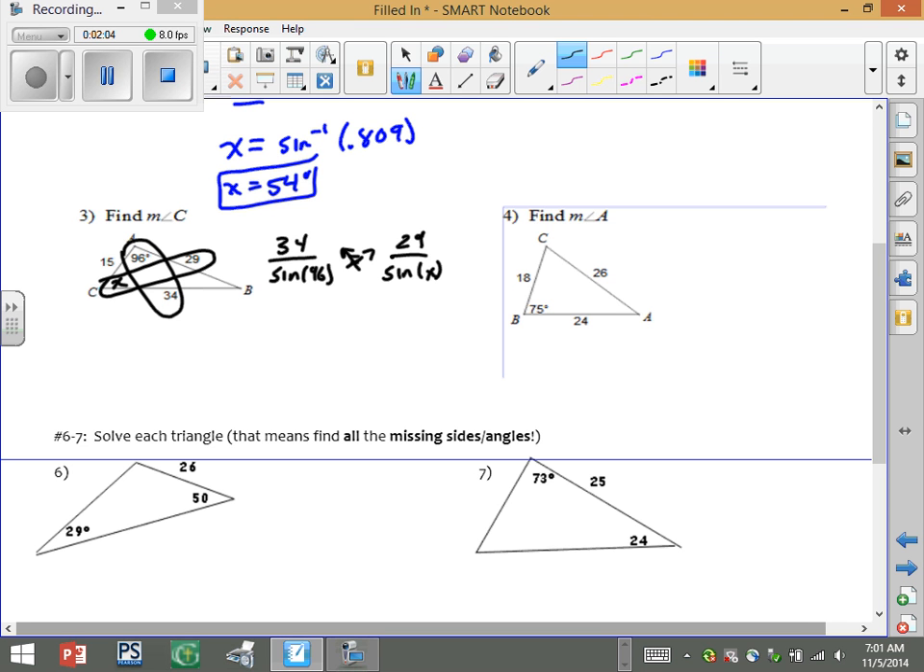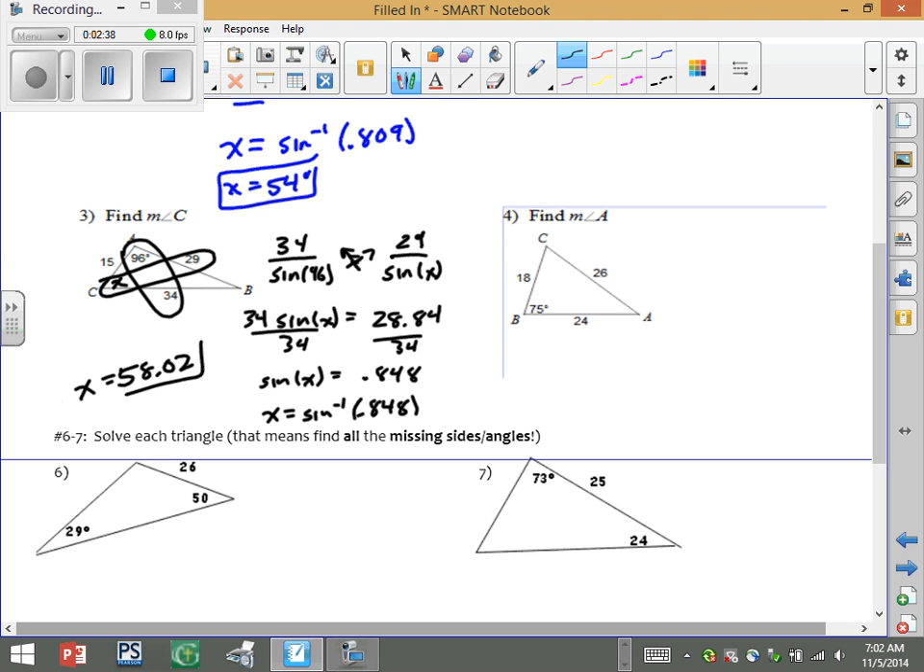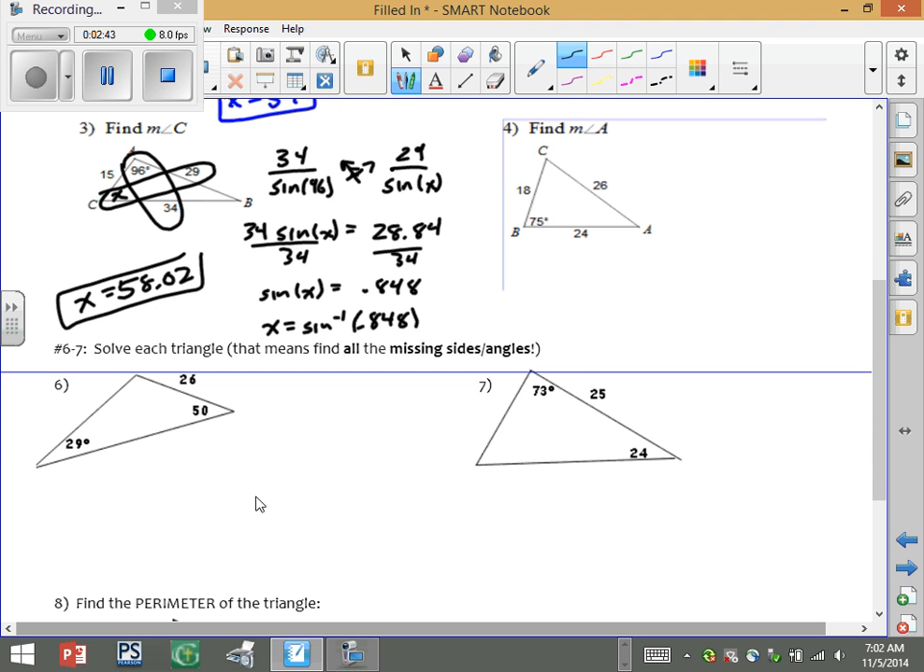Once we've got this set up, it's cross multiply and solve. So we've got 34 times the sine of x equals 29 sine of 96. I'll type that in the calculator, and that's 28.84. Divide both sides by 34, and now I've got sine of x equals 0.848. Now we need to undo the sine, so x is the sine inverse of 0.848, which means x in this case equals 58.02.